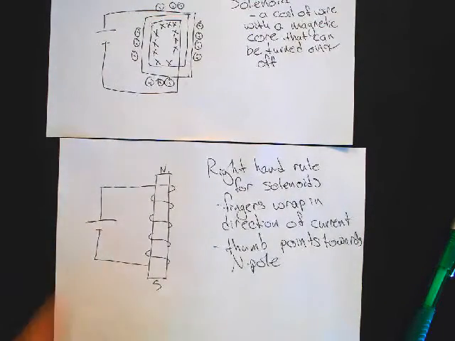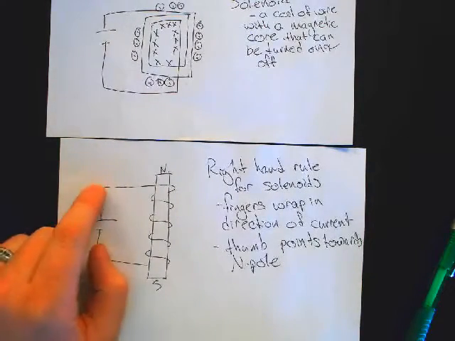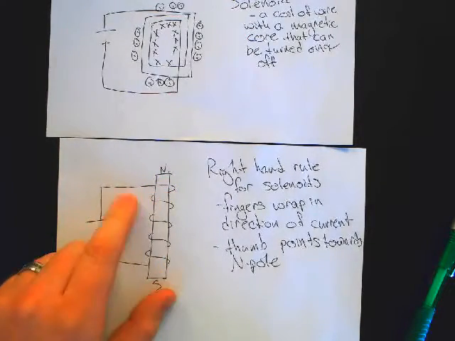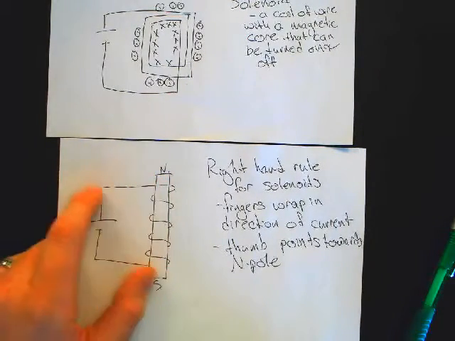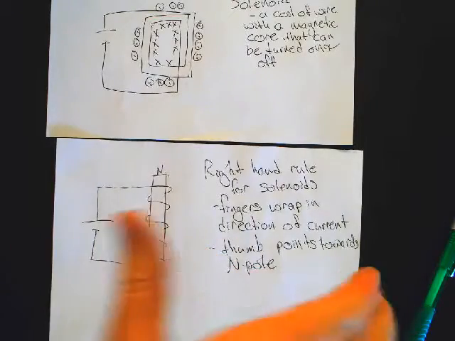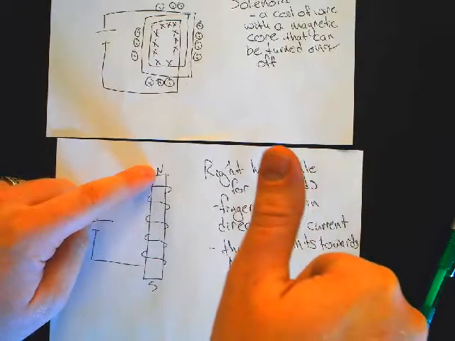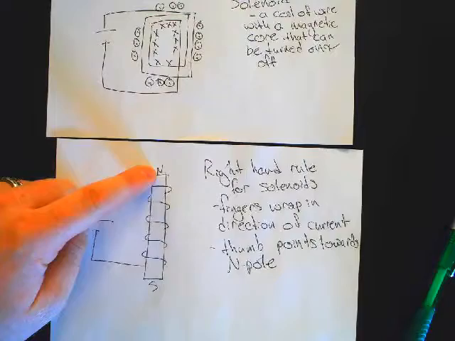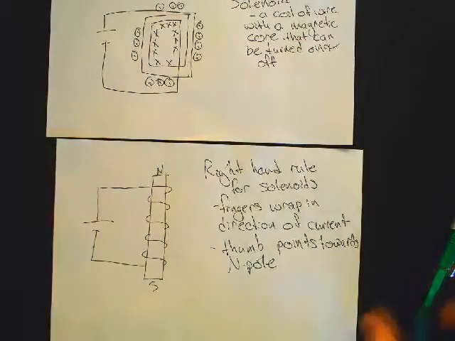So my current's wrapping around in this direction. Because this part goes over the top first and current's flowing there, my finger is going to wrap here. My thumb is now pointing towards the N pole of that magnet.